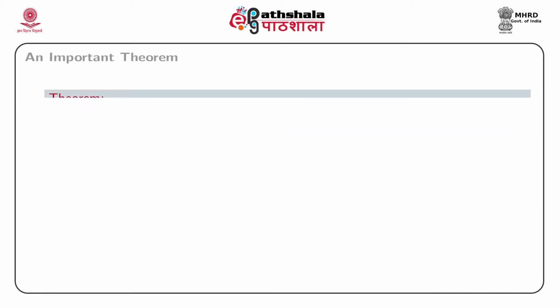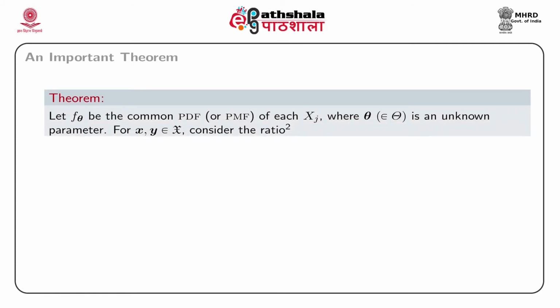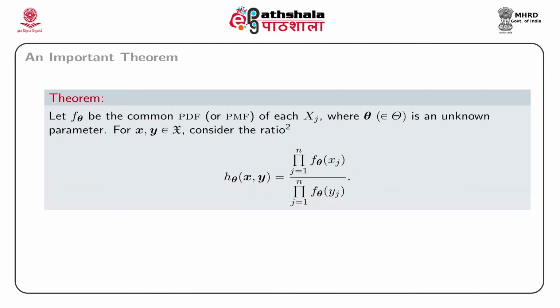Now we consider the main theorem. Let us consider the function h_theta(x, y), which is the ratio of the product over i from 1 to n of f_theta(x_i) divided by the product over i from 1 to n of f_theta(y_i), where f_theta denotes the PMF or the PDF, and x equals x1, x2, up to xn and y equals y1, y2, up to yn are any two sample points which are vector valued. Here theta is the unknown parameter. Obviously, x and y belong to script X.